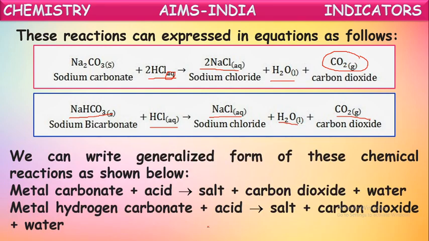We can write the generalized form of these chemical reactions as shown below. So what we have observed from both the reactions, we can summarize like this. Metal carbonate plus acid gives salt, water and carbon dioxide. Even metal hydrogen carbonate on reaction with acid forms salt, carbon dioxide and water. So both are forming common products: salt, water, carbon dioxide.